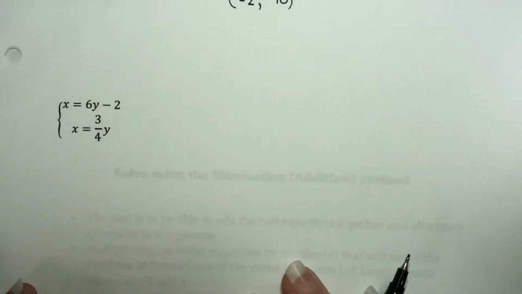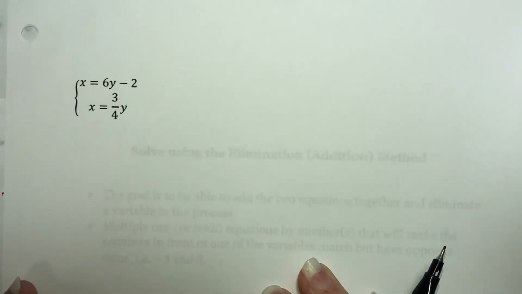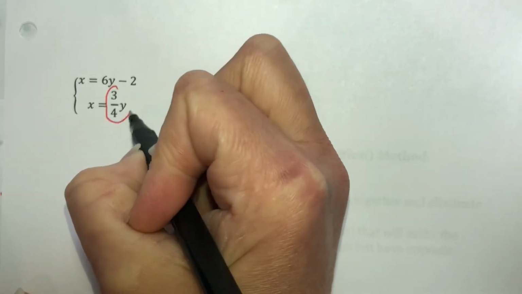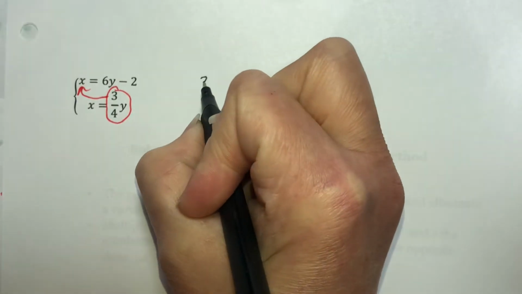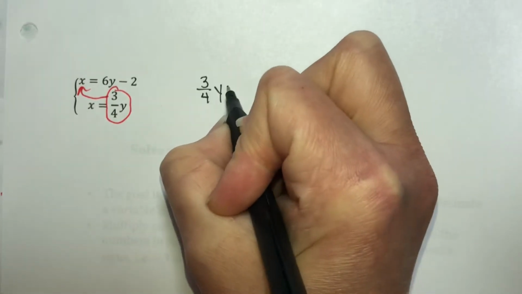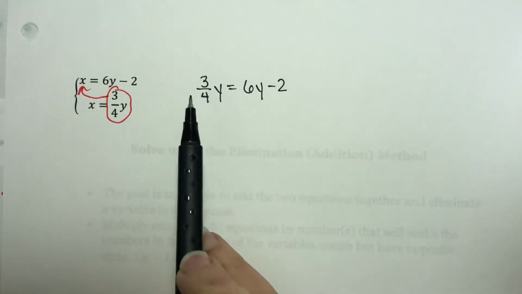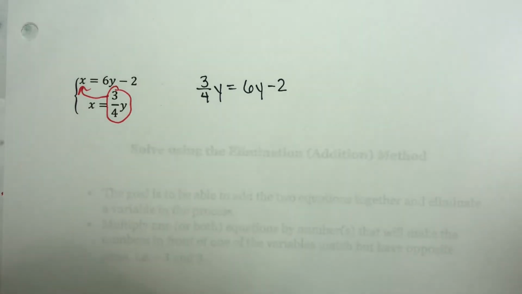Okay? So let's try x is equal to 6y minus 2, and x is equal to 3/4 y. Now, to use substitution, we need to solve one of our equations for a variable. It turns out that both of these are solved for x, which makes it very easy. It doesn't matter which one you think of substituting into which, because you're going to end up with the same equation. You're going to end up with 3/4 y is equal to 6y minus 2. You could have written 6y minus 2 equals 3/4 y, but we know that's the same equation.